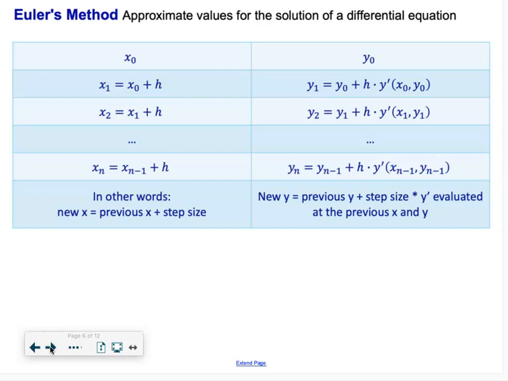So the new y is the previous y plus the step size times your derivative evaluated at the previous point. I wrote it in words here. New y equals previous y plus the step size times y prime evaluated at the previous x and y.